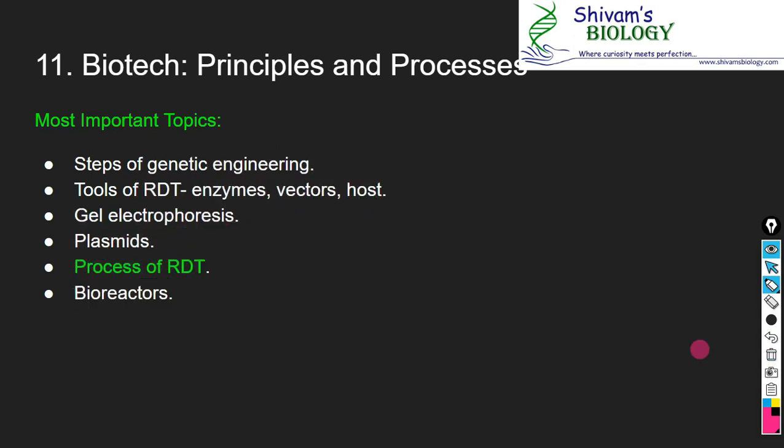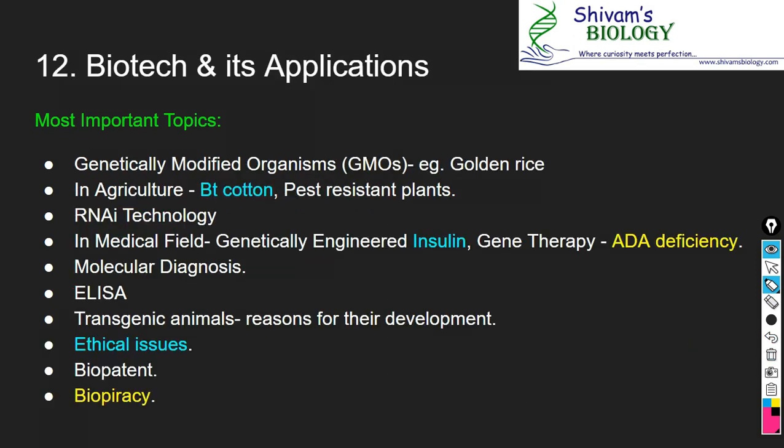Moving to the next chapter. In this chapter, the most important topics are genetically modified organisms, that is GMO. For example, golden rice, which is enriched in vitamin A. In agriculture, Bt cotton is very important for your board exam. Various pest resistant plants are also important here. RNA interference technology is very important.